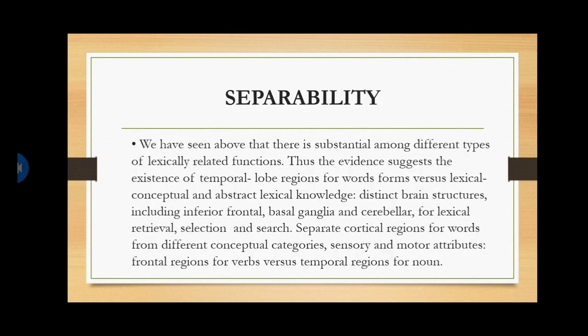Next, separability. First, let's define what separability is. Separability is something that is capable of being separated or able to split into parts. In separability, even if we restrict our focus to the lexicon, there appears to be substantial separability among different linguistic functions. The lexically related functions are divided into different conceptual categories, which are the frontal regions for verbs and the temporal regions for nouns. However, we should always keep in mind that this separability does not imply that any of the brain structures that underlie the various lexical functions are subserving only these functions.